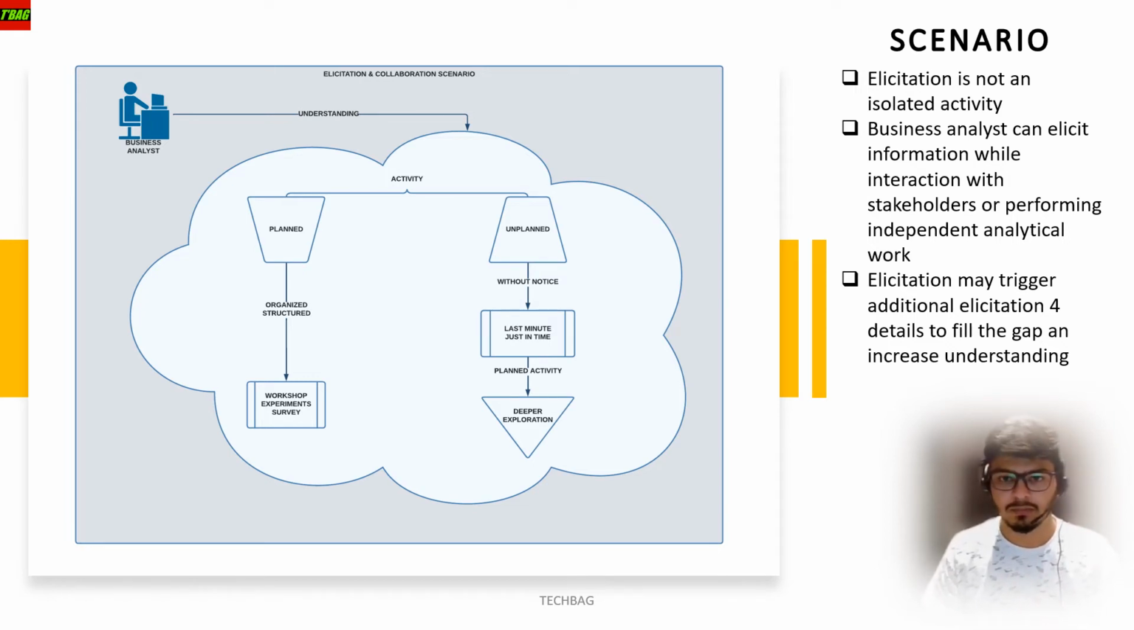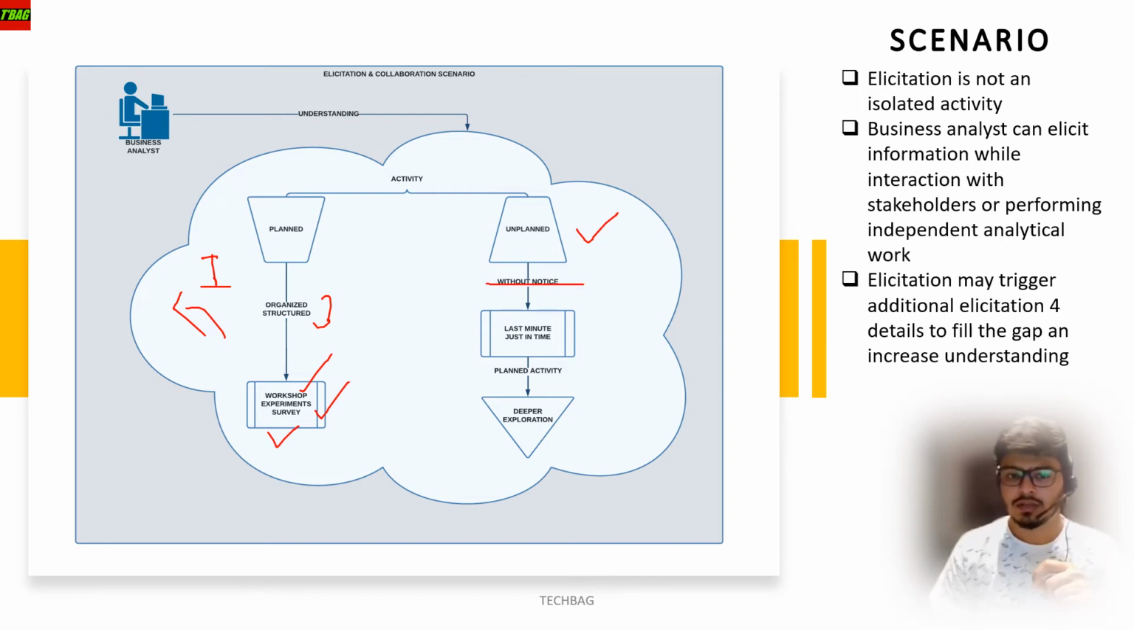In real-time scenarios where a BA works, elicitation and collaboration activities would not always be planned. There might be uncertainty, where an approach could be unplanned or uncertain, so a BA would tackle those in a way. If it is planned, you are well organized. As a BA, you will be well organized and structured in order to conduct the workshop, conduct experiments, or conduct a survey to bring out all the information from the stakeholders and then convert it into requirements and then a solution or design.